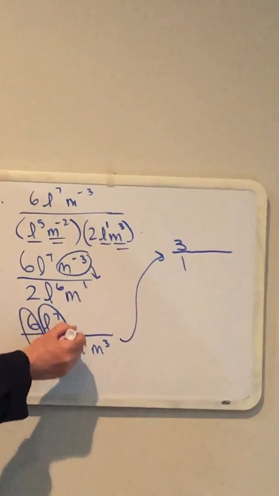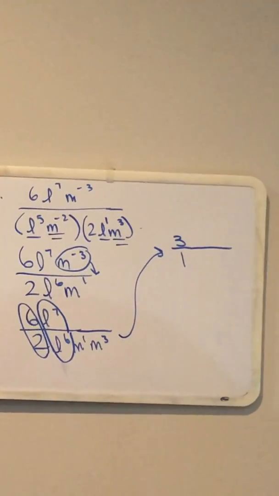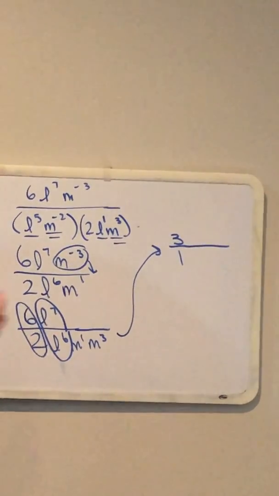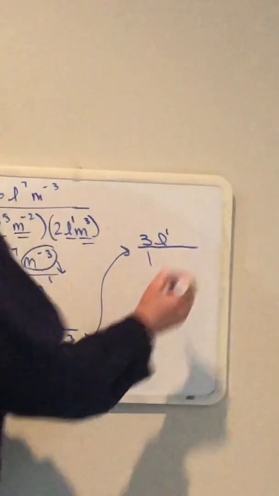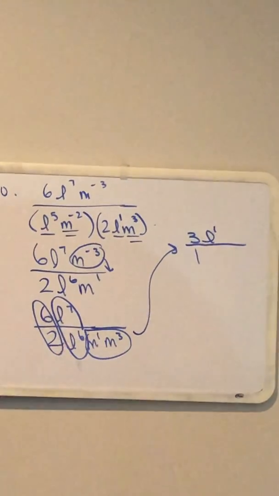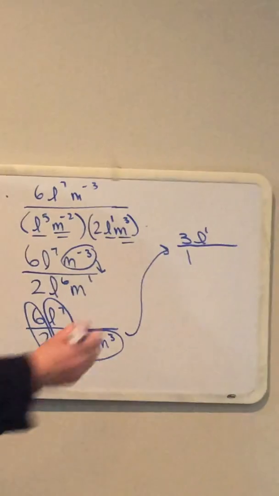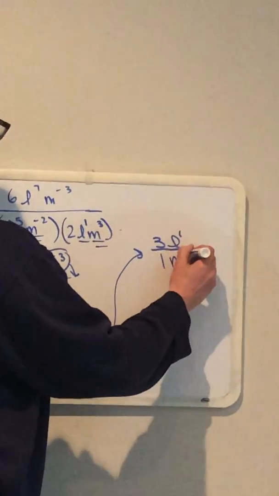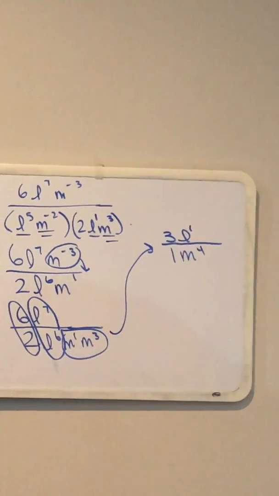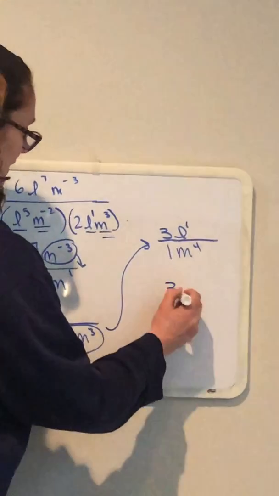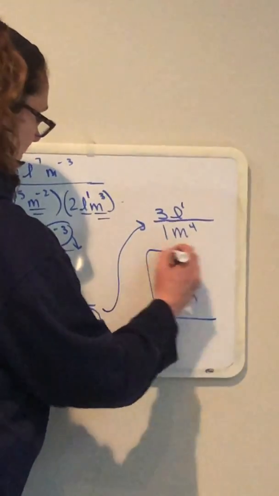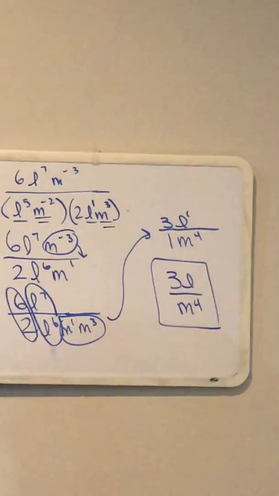Dividing the L's means you subtract the exponents. 7 minus 6 is going to give you L to the 1st in the numerator, because that's where the larger number was. And in the denominator, those m's are multiplying, so those you add the exponents, and you will have m to the 4th. You could write your answer like that, or you could take the ones away and just write it as 3L over m to the 4th. And that's number 10. Okay.